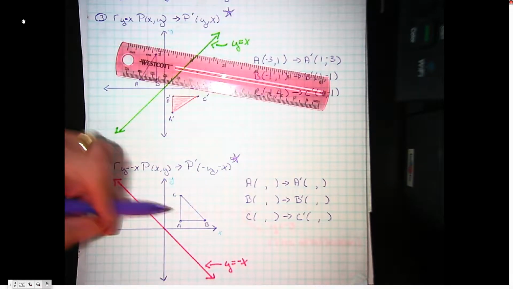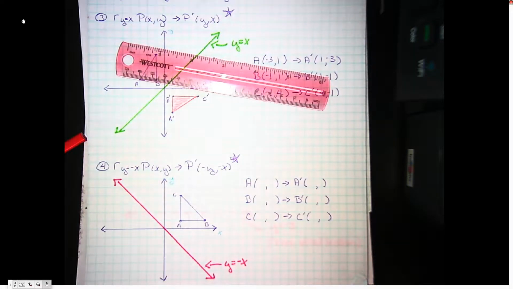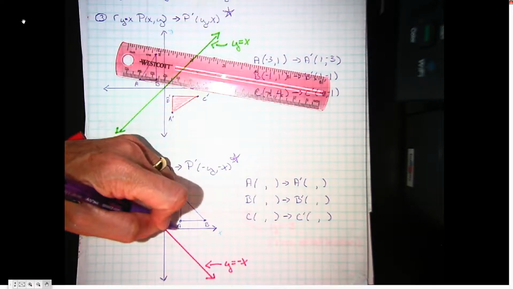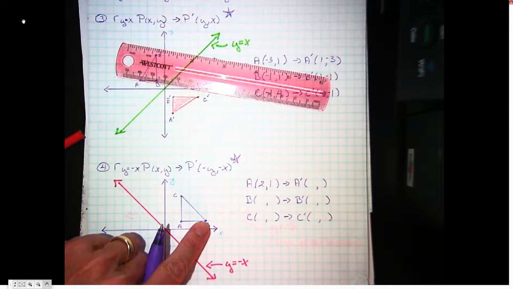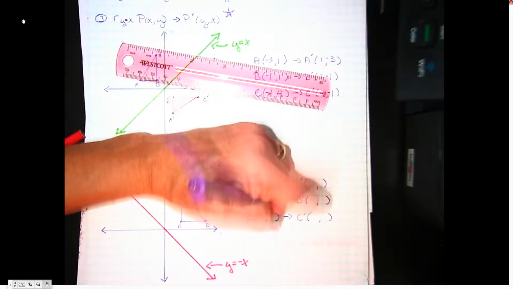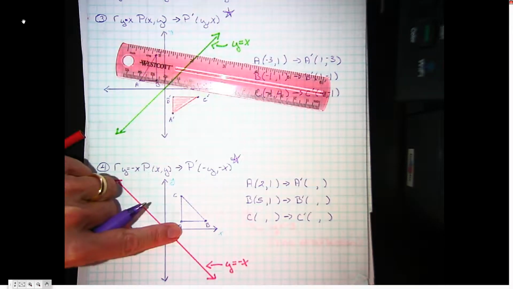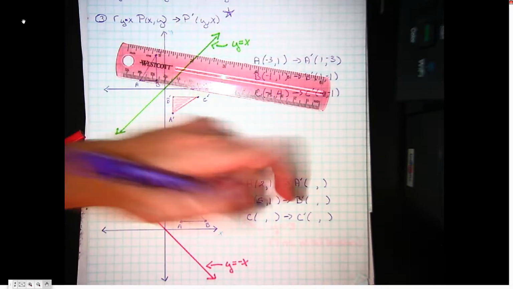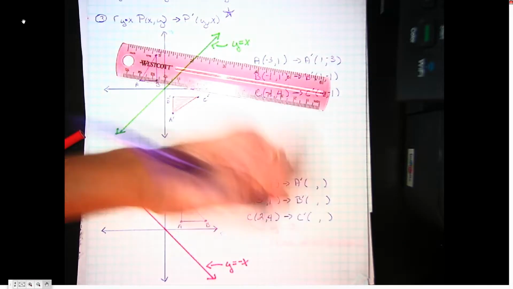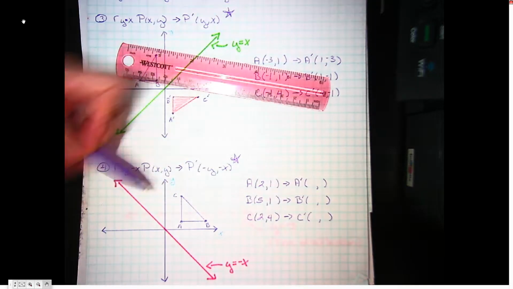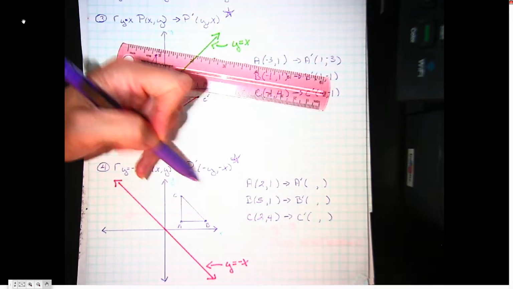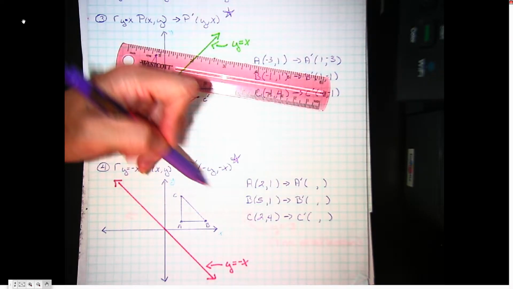So let's go ahead and list our original pre-image coordinates. A is going to be at (2, 1). B is going to be at (5, 1). And C is going to be at (2, 4). You can see that all of my coordinates are positive, which makes sense. It lies in the first quadrant, and all ordered pairs in the first quadrant are always positive.